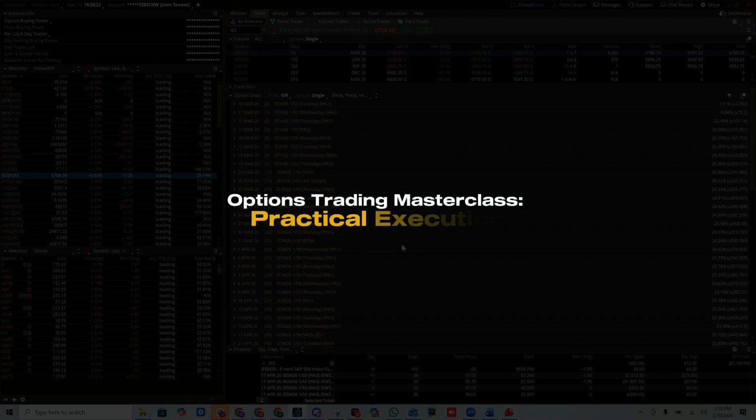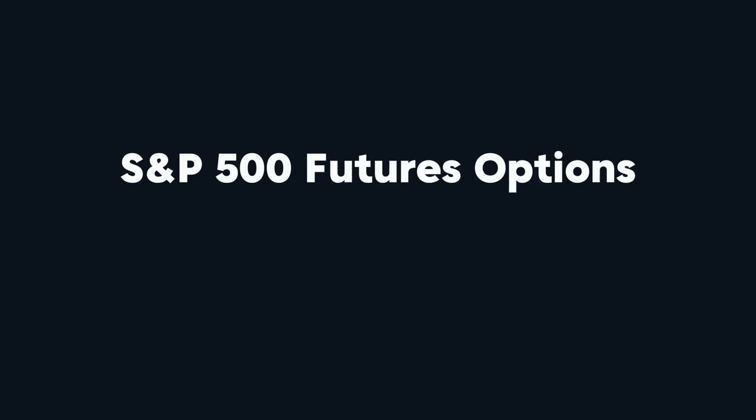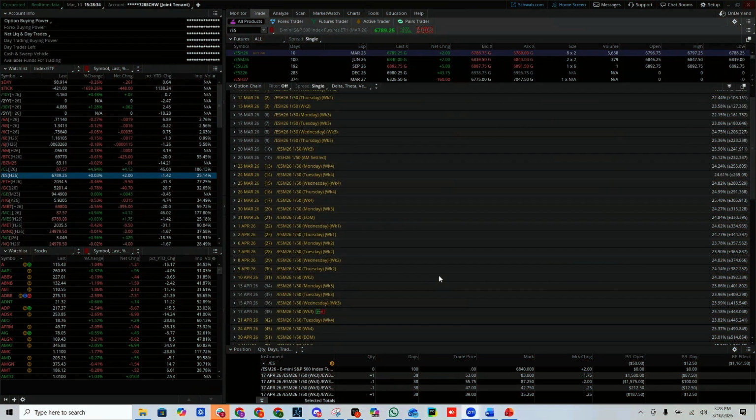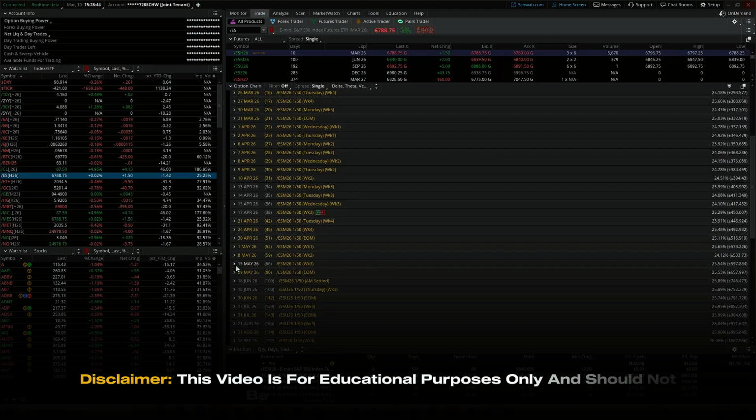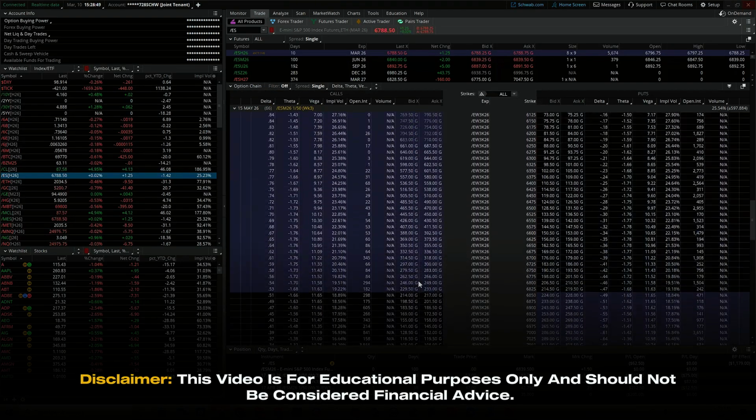Okay, so the platform is here. First of all, let me show you the difference between trading S&P 500 futures options and the SPX index options. Exactly the same thing, same premium collected, but different initial amount that you have to put down. For example, let's say I'm trading this 66-day cycle in ES E-mini S&P 500 futures.